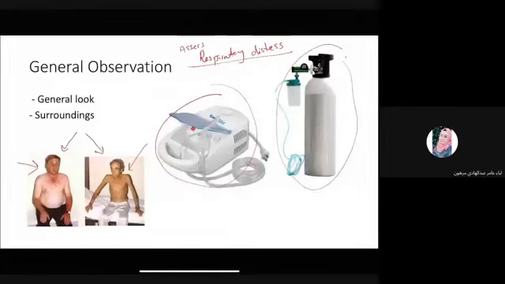Then we will go to the general examination. What we mean by general examination is a systematic way to assess all the systems that may be affected or causing a respiratory disease. The best way to start the general examination is to start from the hands, going up through the arm and the neck, the face, and then going to the lower limbs.